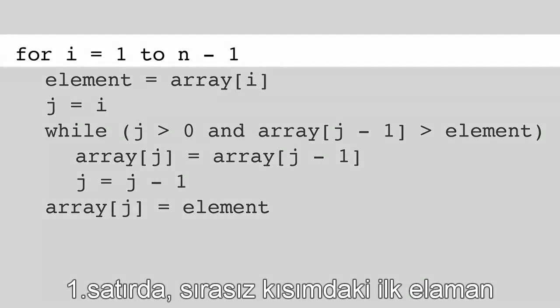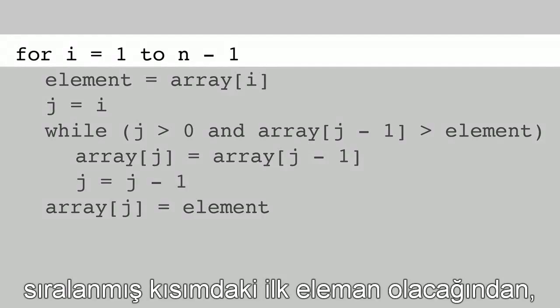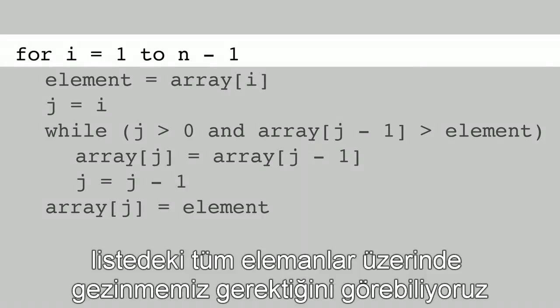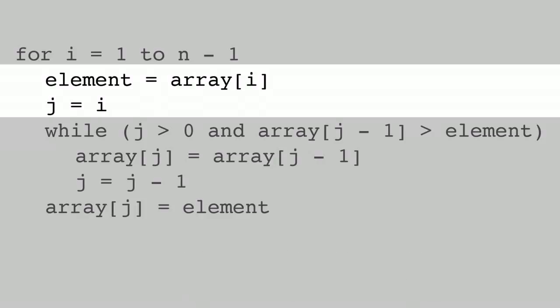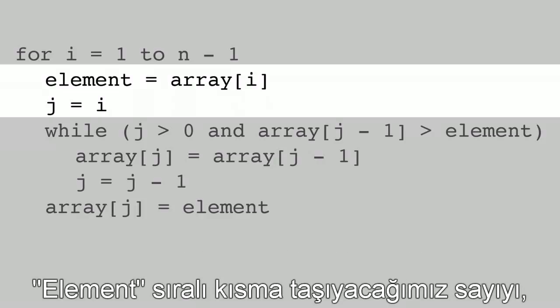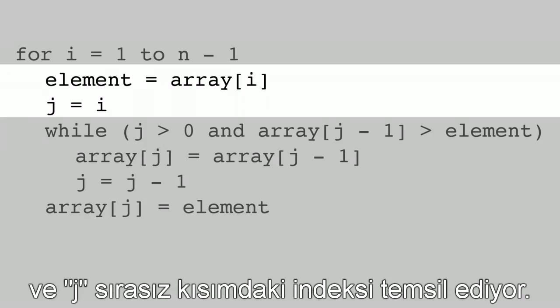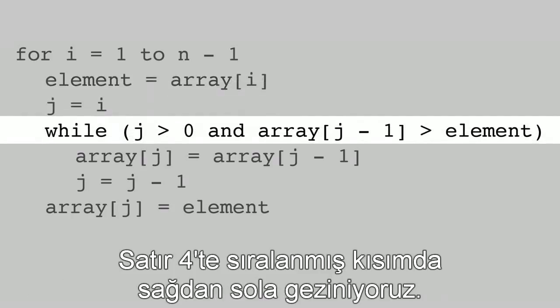On line 1, we can see that we'll need to iterate over each element in the list except the first, since the first element in the unsorted portion will simply become the first element in the sorted portion. On lines 2 and 3, we're keeping track of our current place in the unsorted portion. element represents the number we are currently moving into the sorted portion, and j represents our index into the unsorted portion. On line 4, we're iterating through the sorted portion from right to left.